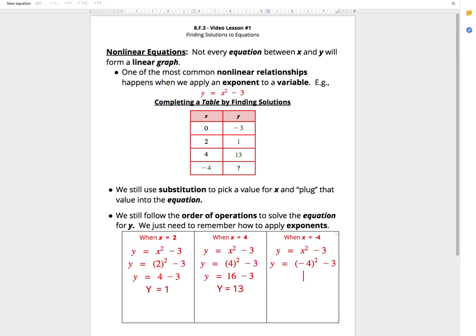And if I do a negative 4 times a negative 4, that's going to leave me with positive 16 when I do a negative number times a negative number. So the equation simply becomes y equals 16 minus 3. The same thing we saw over here, which means that y takes a value of positive 13 when the x was negative 4. The same exact y value for two different x's.